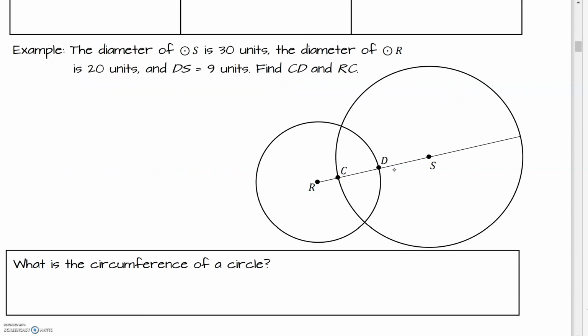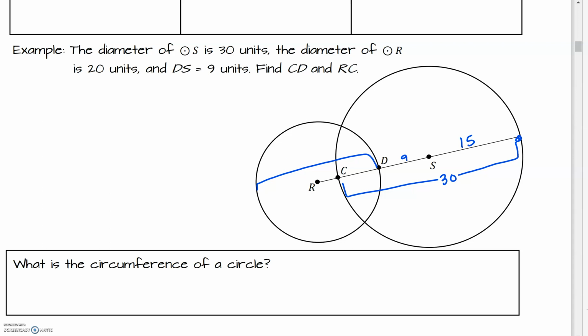The diameter of R here is 20 units. And we know that DS is 9 right there. So if we know the diameter, then we know the radius. So that would make this 15. Over here, RD would be 10. I'm going to go ahead and just label that 10 because we don't really need that other 10 over here.